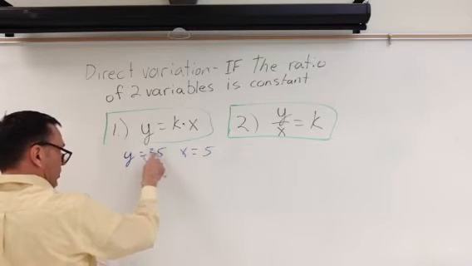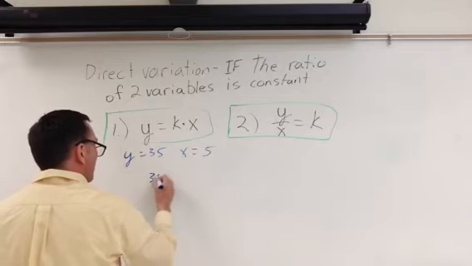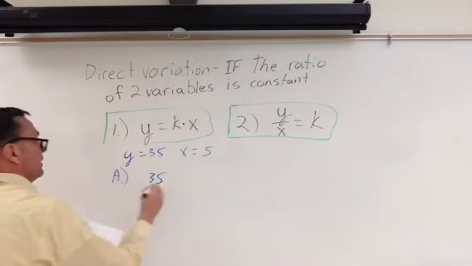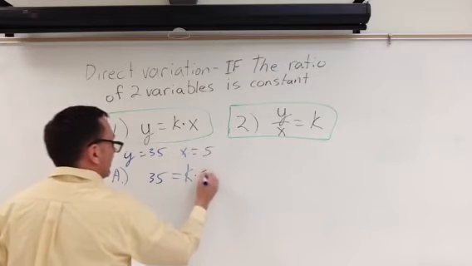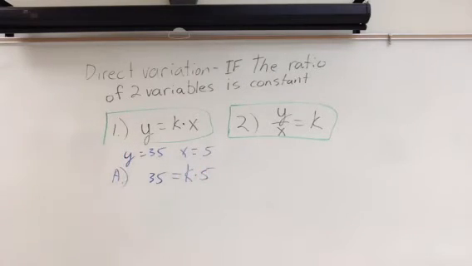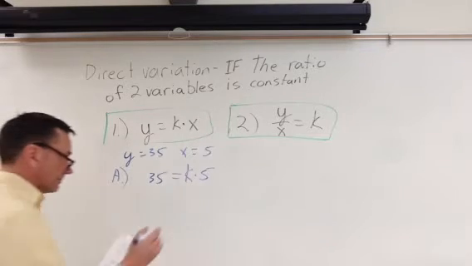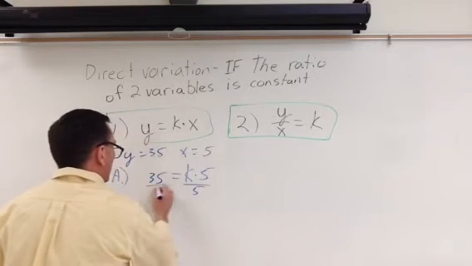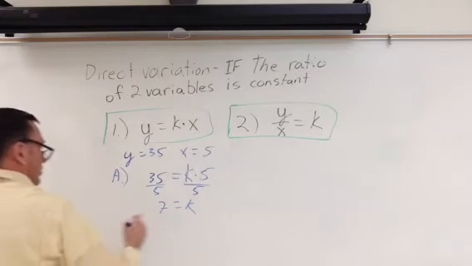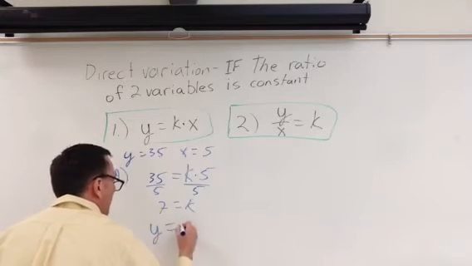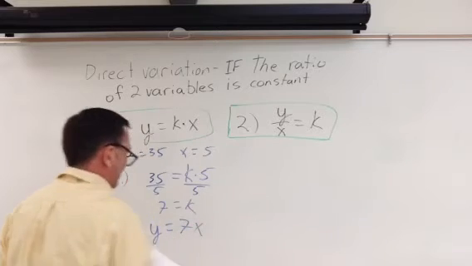We want to substitute the 35 in for the y, and this is letter A. We don't know what k is, we need to find it, and it's times 5. We need to solve for k. Here we divide both sides by 5, and we get 7 equals k. So our equation is y equals 7x.